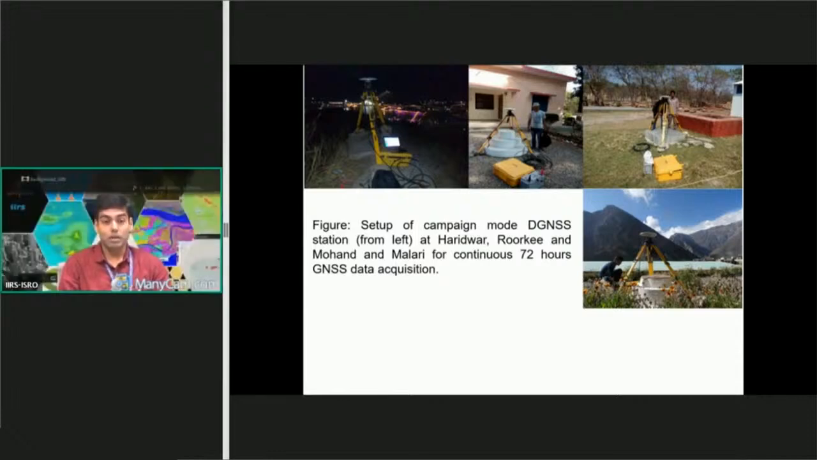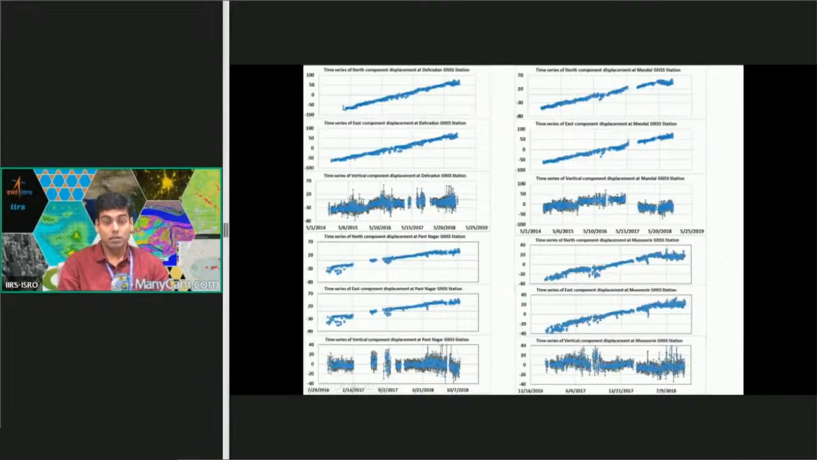Then only it will be focused on by people, and it will be considered by the authors and reviewers globally for this research work. Then this is the continuous time series of the north component, east component, and vertical component. So you can see this is the per day position of a Dehradun station.